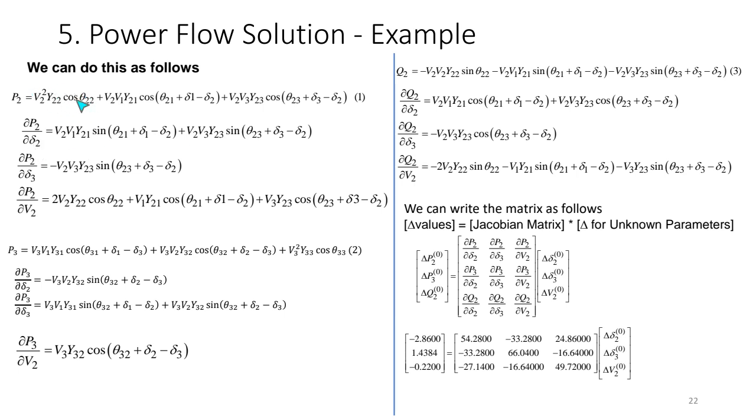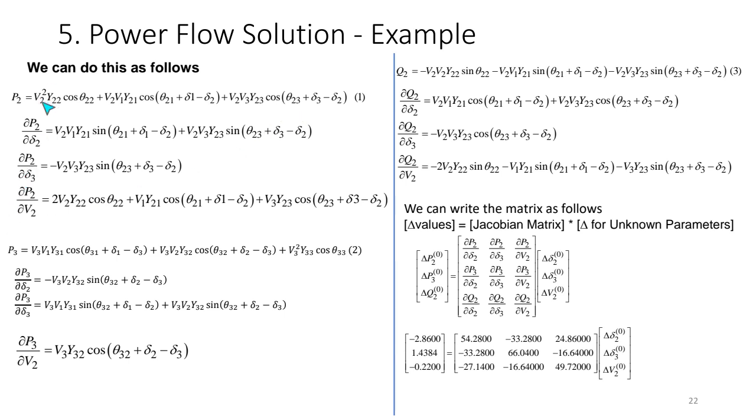With respect to delta 2, in the first term there is no delta 2, so this cancels. In the second term there is a delta 2, but this is a cos, and if you differentiate the cos, it becomes a minus sine, and this minus is also there. So what you get is sine of this term. And then in the third term, delta 2 is negative here, so it becomes minus 1, and the cos, if you partially differentiate, is minus sine, and this negative and that will change to positive. So we have this term, V2, V3, Y23, sine of the same bracket, the angle coming as it is.